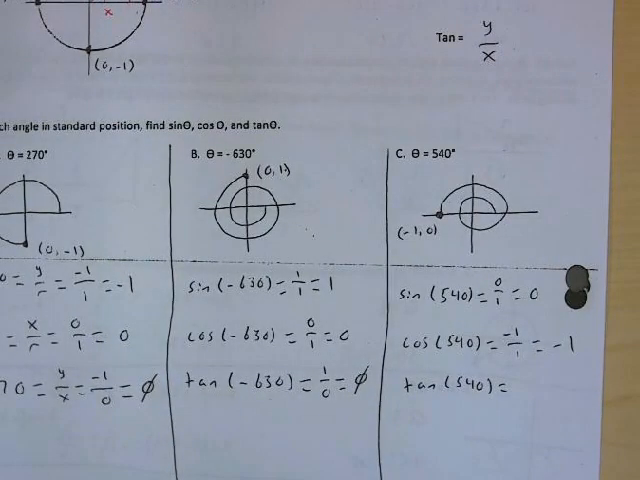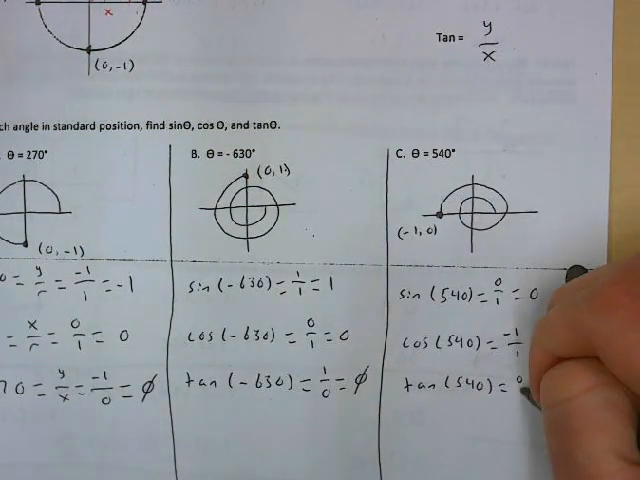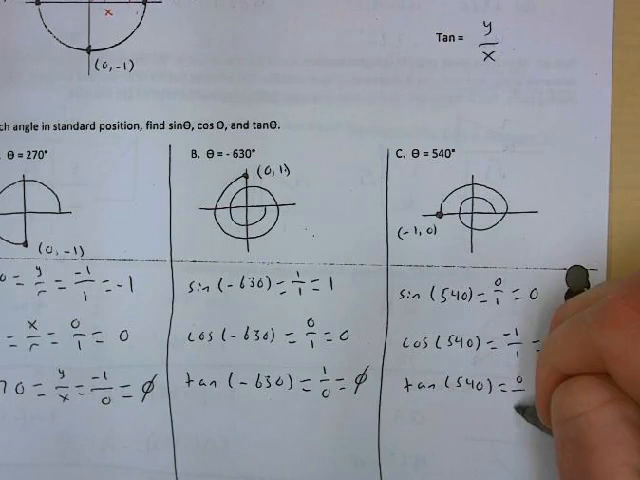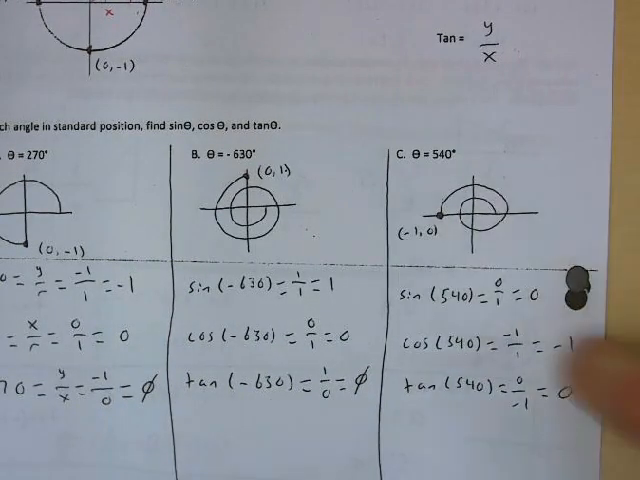And the last part, tangent, is y over x. So my y value is 0 over my x value of -1. 0 divided by -1 is 0. Okay, so not undefined that time. That time my tangent was 0. Okay, so then those are my answers.